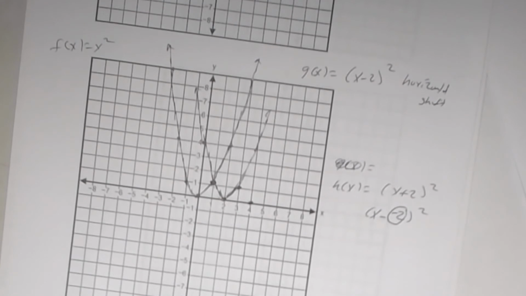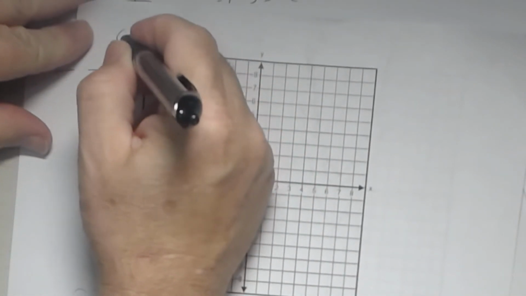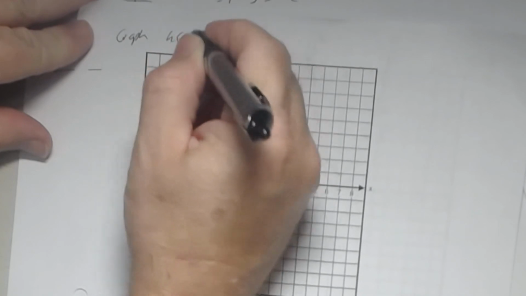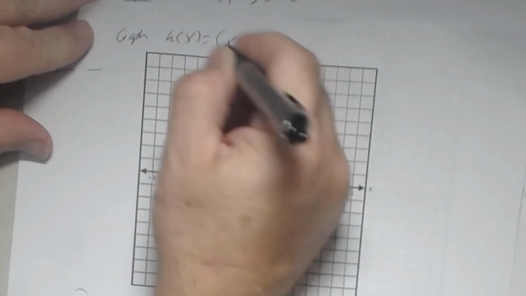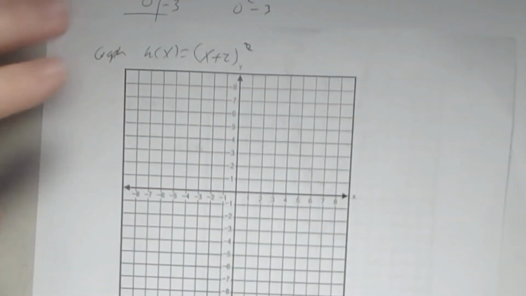So you know what a vertical shift looks like. The number's on the outside. A horizontal shift, the number's located where? Inside. Okay, so let's go to the back page and let's do this one. I want you to graph h of x equal x plus 2 squared. Recognize, is this a horizontal or vertical shift? Well, actually, I already did that on the front page. It's horizontal.